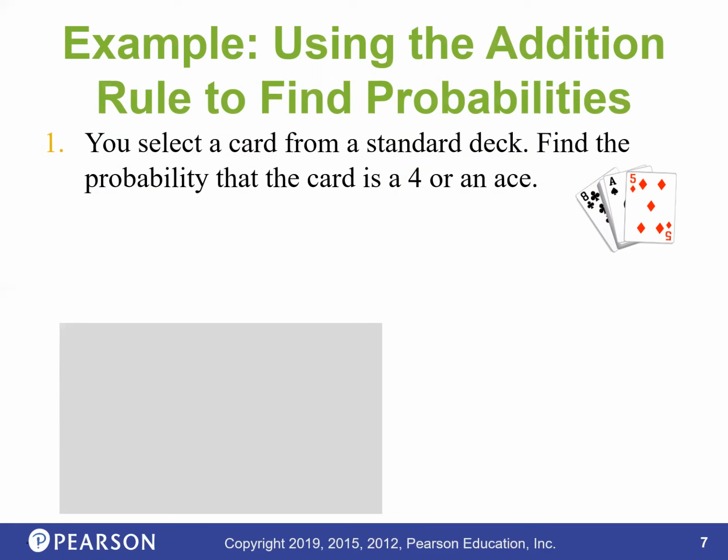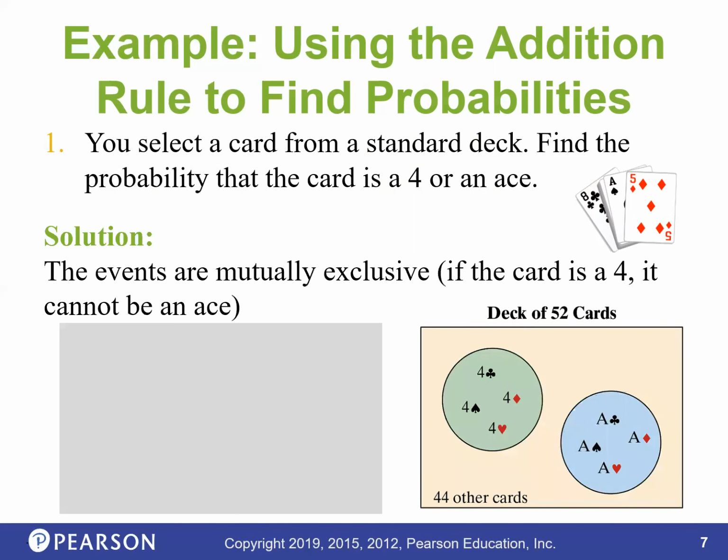Find the probability that the card is a 4 or an ace. So you find this one or the other thing. It doesn't matter which one I find. How many cards in the deck? 52. How many 4s are there in the deck? 4 of them, one for each suit. How many aces? 4 as well. There's hearts, clubs, diamonds, and I always forget the last one. I think it's spades. Okay, cool.